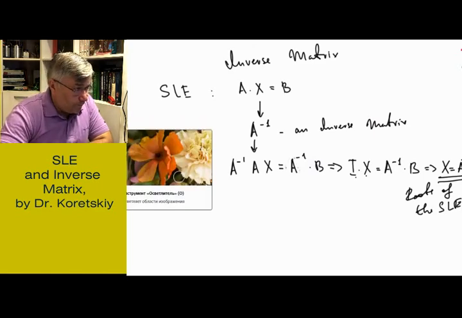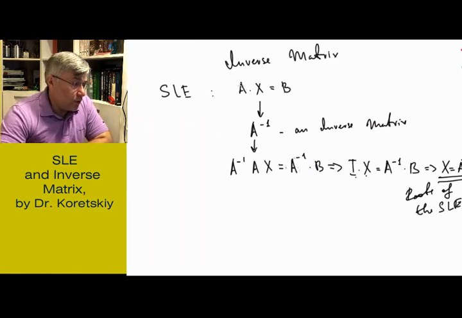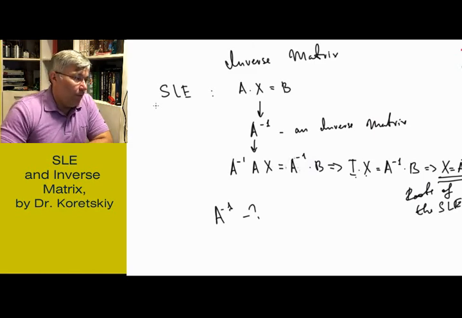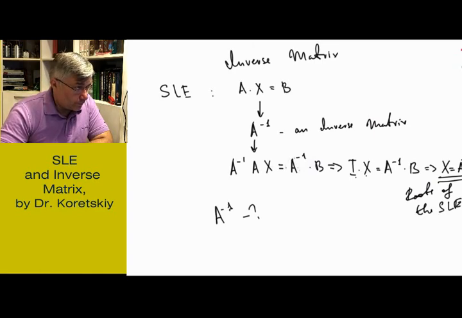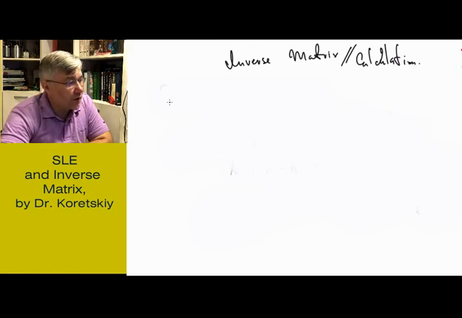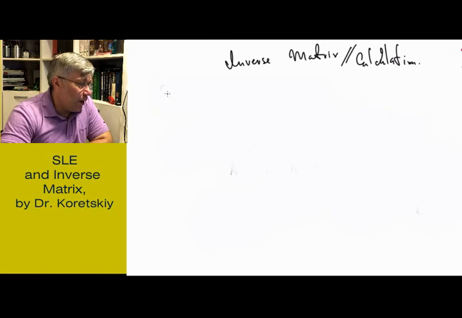Okay. And now we have to learn how to calculate this inverse matrix. Before we go to the calculation, I have to give you some definitions. Firstly, I want to give you the idea of the minor of the element aij.